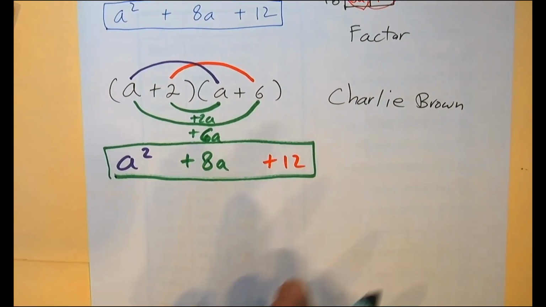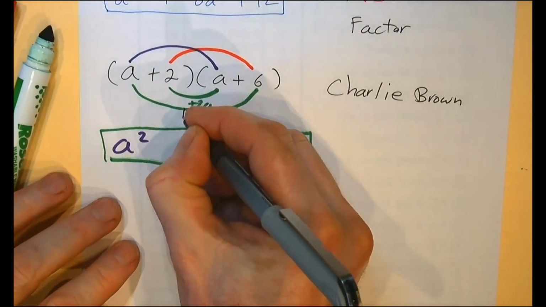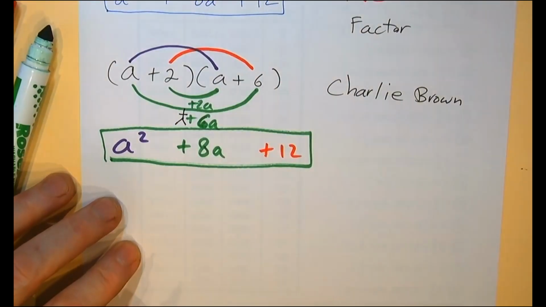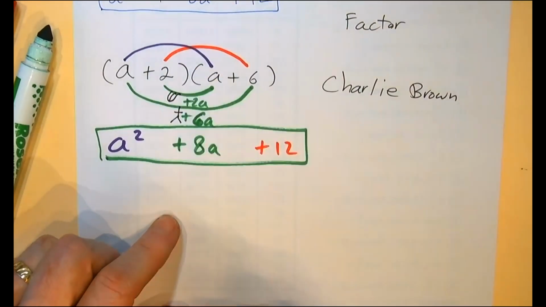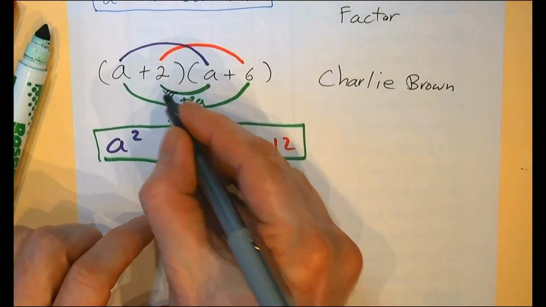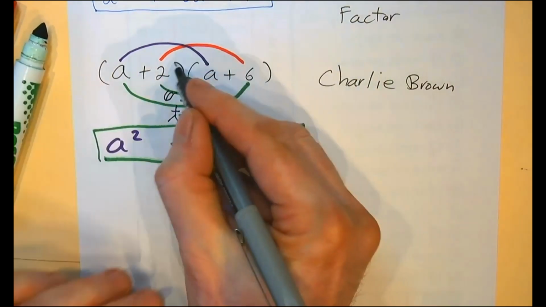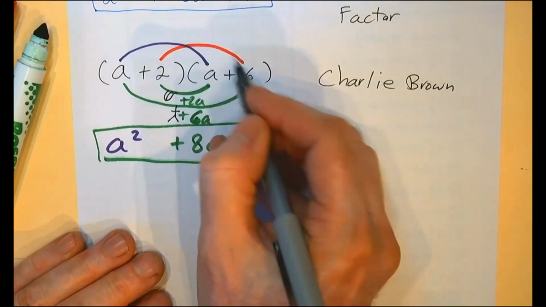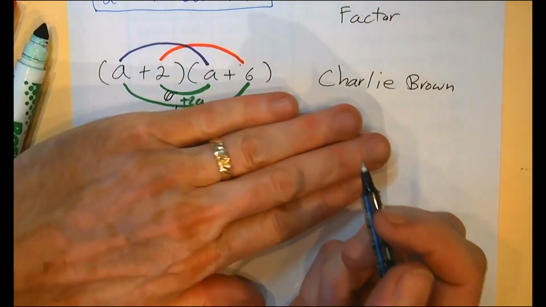Do you see Charlie Brown? You might say, I don't see him. Here, let me draw a body on him. You see him now? I'll give him a tongue. Now do you see him? Okay. There's his smile. There's his chin. Here's his ears. Here's his nose. And this is his hair or eyebrows. So that's Charlie Brown. Okay, so there he is.